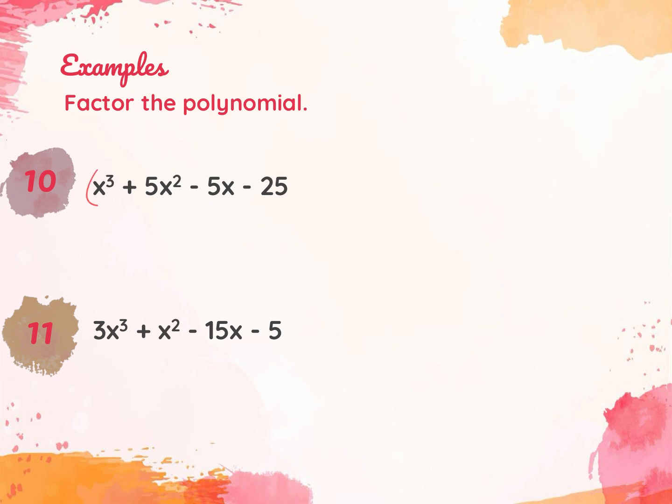X to the 3rd plus 5x squared go in one group, and then negative 5x minus 25 goes in another group. The GCF of the first group is going to be x squared, and then you're left with an x plus 5. And then from our second group, it looks like we can take out a negative 5. We could take out the positive 5, but again, you want the parentheses to match. If you took out just a positive 5, you'd be left with a negative x minus 5, and that doesn't match with this one right here. So we want them to match. Because our parentheses now match, I can pull that out as a GCF, and then I'm left with an x squared minus 5.